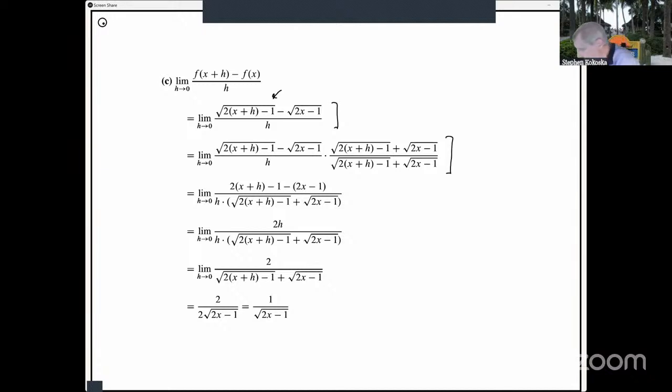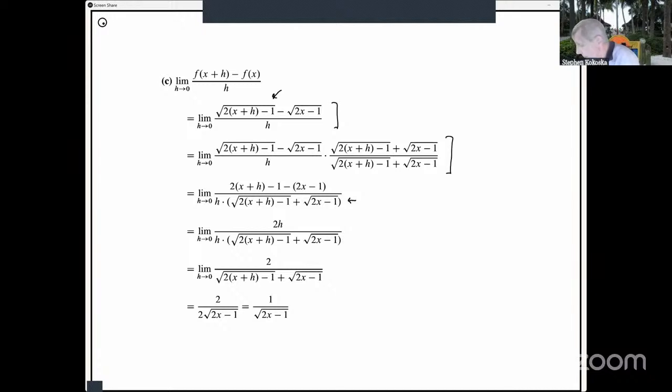So in the numerator, I'm just going to have 2 times the quantity x plus h minus 1 minus the quantity 2x minus 1. And I'm not going to do any multiplying out here in the denominator. We'll leave it like that.